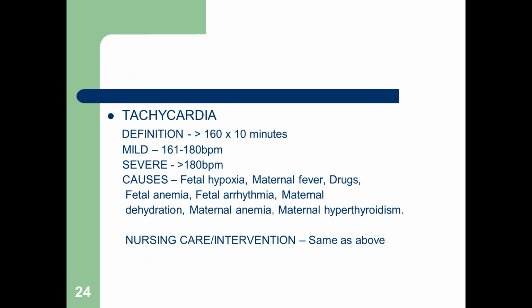Let's look at tachycardia. By definition, it's greater than 160 per minute times 10 minutes, so that's prolonged, so we don't want to let this continue on, okay? So mild by definition is 161 up to 180, severe is greater than 180, and causes typically are fetal hypoxia, maternal fever, drugs, fetal anemia, fetal arrhythmias, maternal dehydration, maternal anemia, and maternal hypothyroidism.